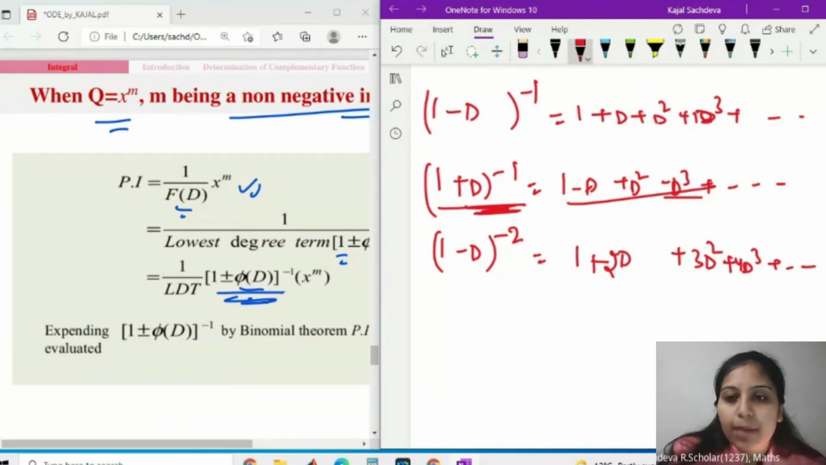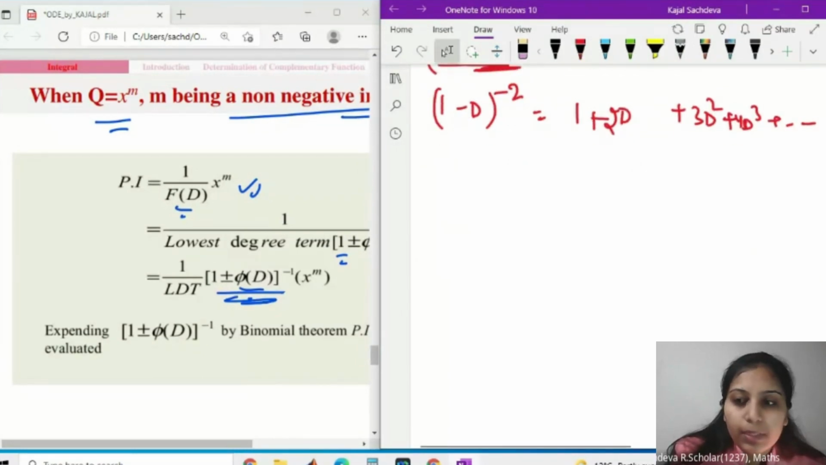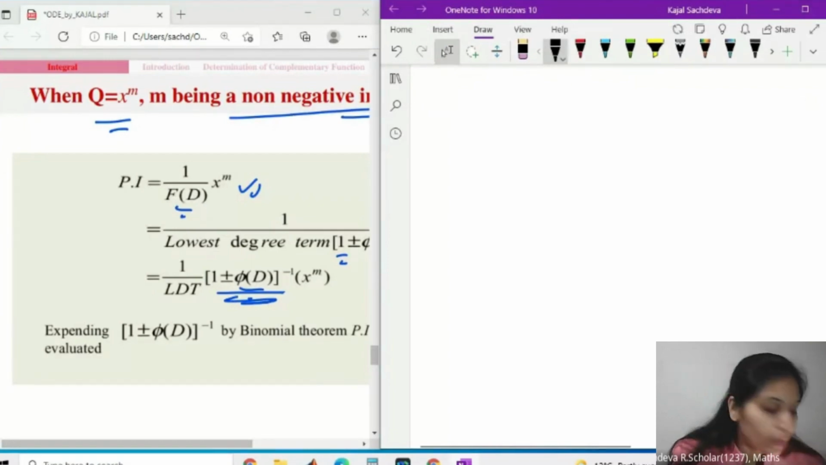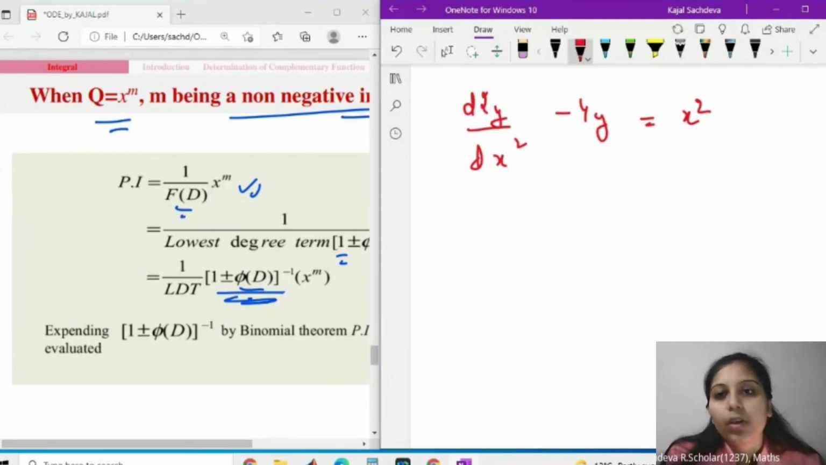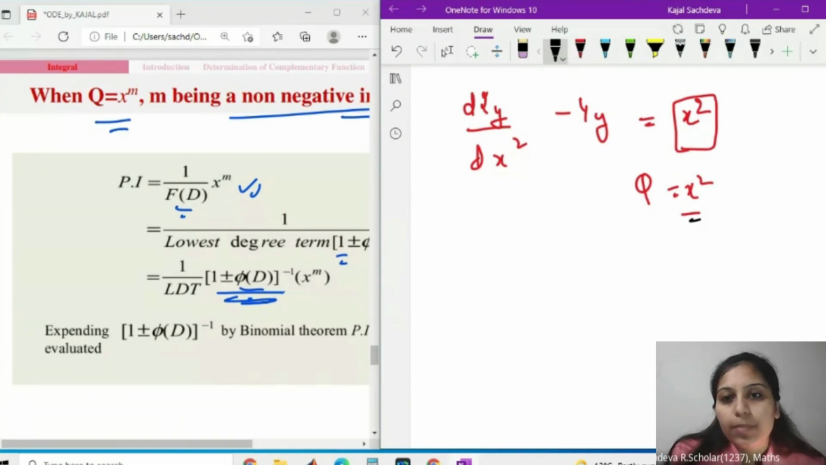So let's take an example of this method. The example is d2y upon dx square minus 4y is equal to x square. First of all, we can see here that Q is x square, so Q is of the form x raised to power m type. This is the non-homogeneous part here. So write first the symbolic form, which is D square minus 4 from here.